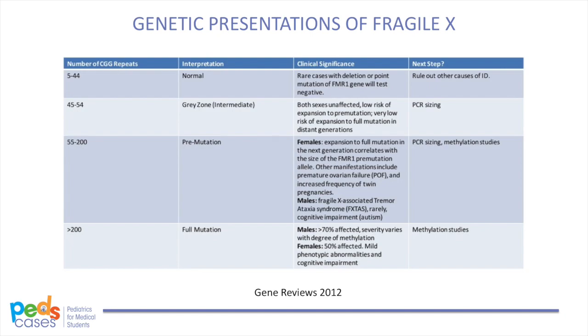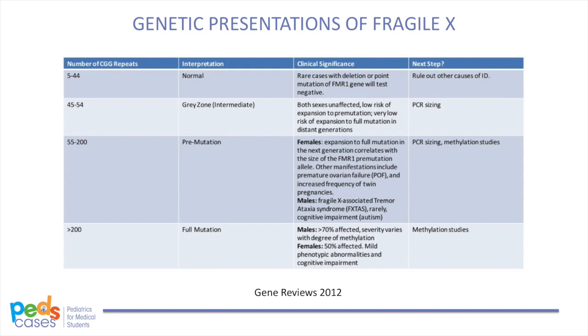That's right. 5 to 44 repeats indicates a normal, unaffected individual. Patients with 45 to 54 repeats are unaffected but are at risk of passing it on to their offspring, hence it's considered an intermediate or gray zone. Patients with 55 to 200 repeats have a pre-mutation, and more than 200 repeats indicates a full mutation. Males with a full mutation have Fragile X syndrome, and their mothers almost always have a pre-mutation.